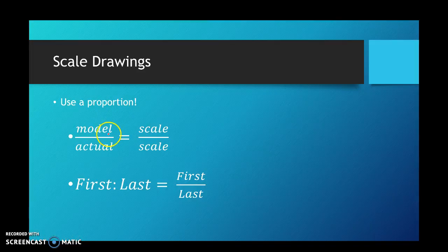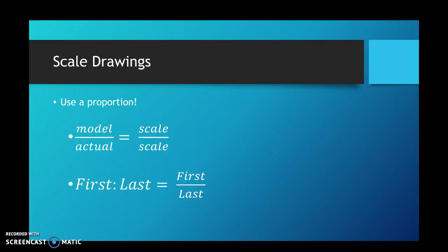Formula. So our formula for scale drawings is model over actual, and model over actual is going to equal the scale over the scale. Examples of scale drawings include blueprints, maps, sometimes figurines, things of that nature. So it's drawn or created proportionally to the actual object.